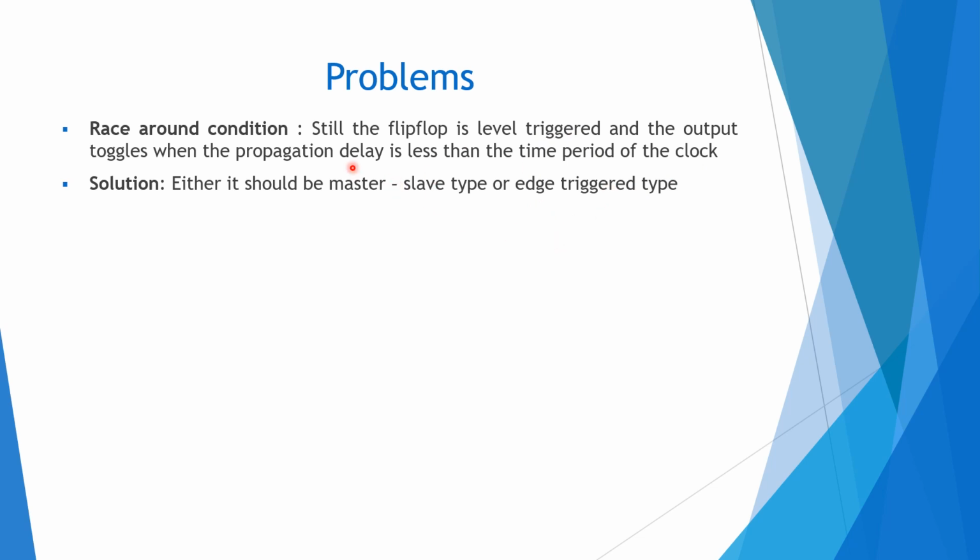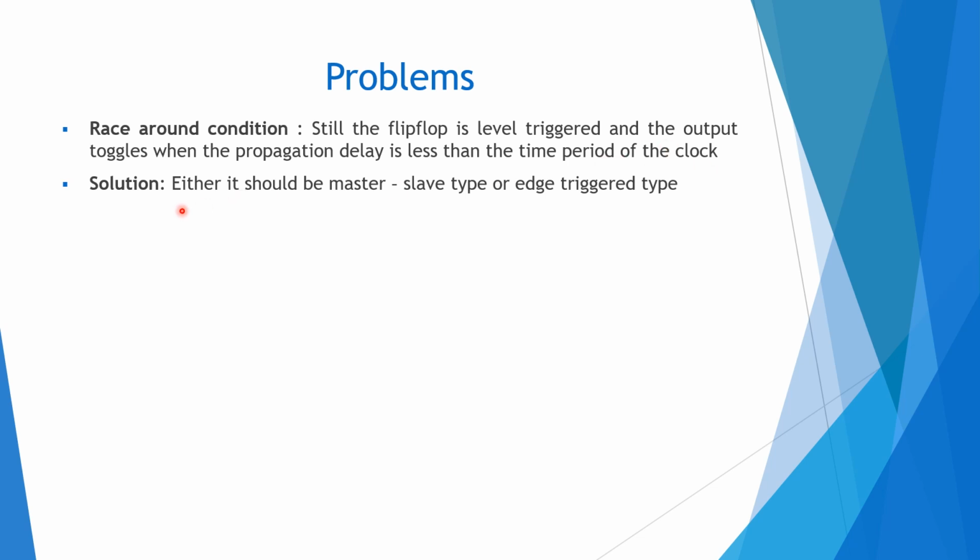Suppose the propagation delay is about 5 nanoseconds and the time period of the clock is some microseconds. The output toggles when the inputs J and K are equal to 1. When J and K are equal to 1, the output of the flip-flop toggles repeatedly within the time period when the clock is high.